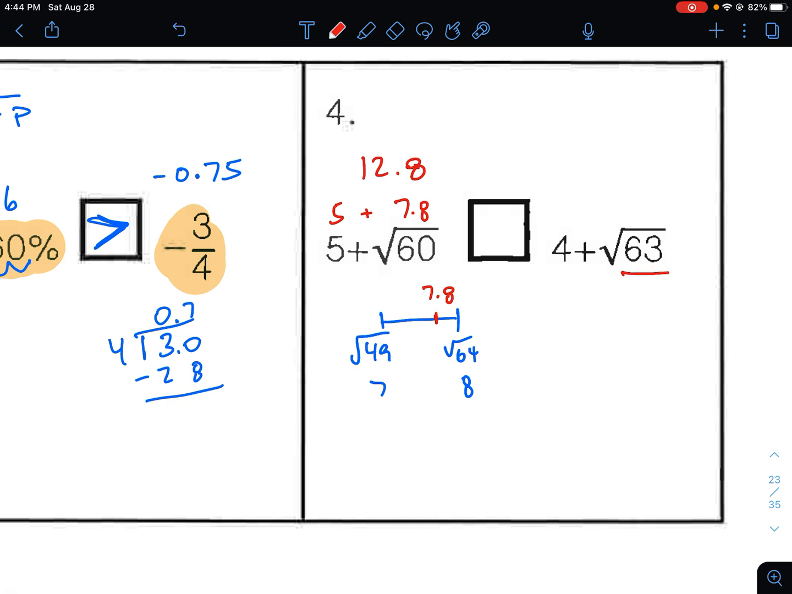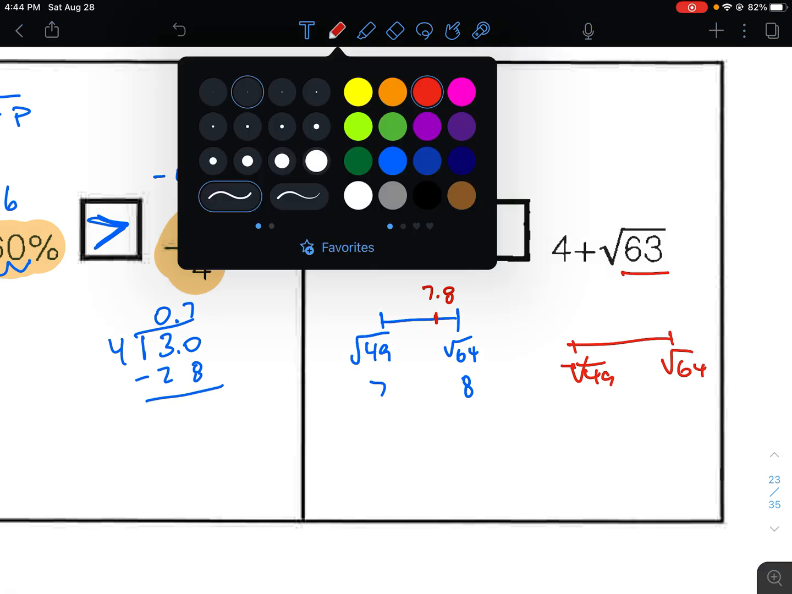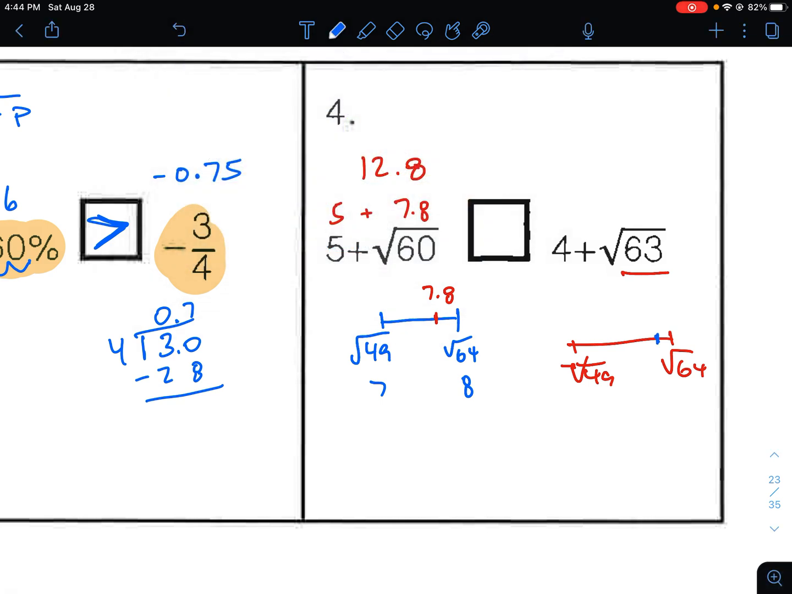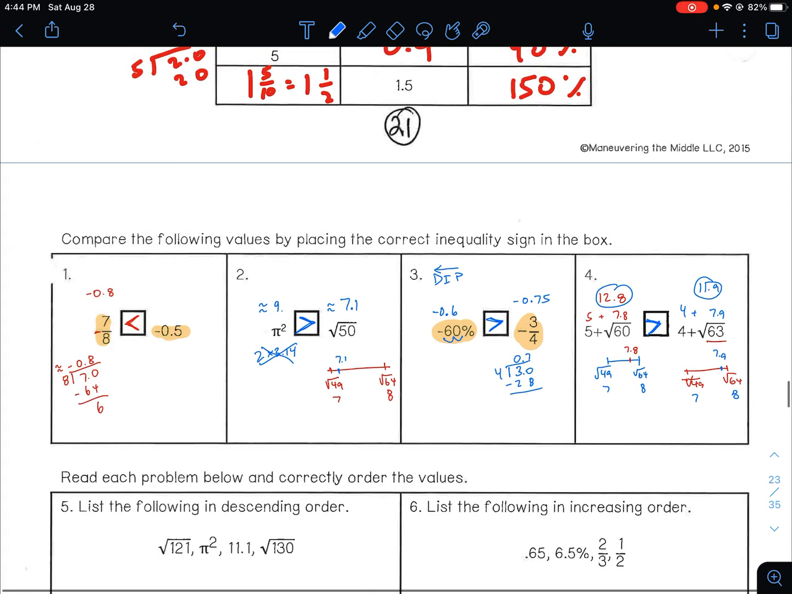Oh, look at this. This is 63, which, again, we discussed is closer to 64 than 49. And so that's like right here. So if this is 7 and this is 8, then that's like 7.9. So we have 7.9 right here, and we have 4. And 4 plus 7.9 is 11.9. Look at that. We've got this versus that. Which one is greater? They're both positive, so 12.8 is greater than 11.9. Let's move down.